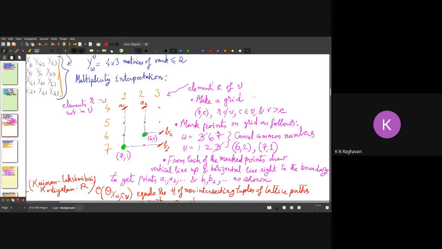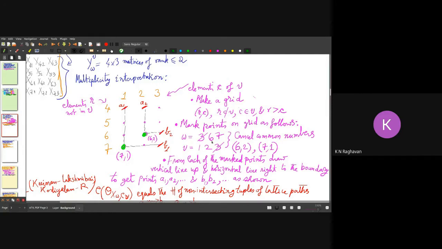Then I mark points on the grid as follows. I'm talking about these green points here. How I mark those points is as follows. I take W, which is 3, 6, 7 in my case, and I compare it with V, which is 1, 2, 3, and I cancel whatever is common. So cancel the common numbers. 3 is gone. Now, what remains, I start with the smallest and pair it up with the largest possible that is less than it. So 6 pairs with 2 and 7 pairs with 1. Once I have paired 6 with 2, I remove both 6 and 2 from consideration and then move on to 7. 7 has to pair with 1. That's what is left.